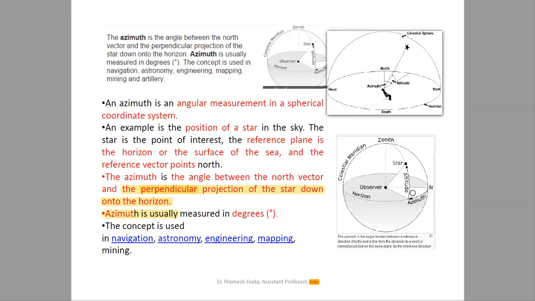Here you can view this angle. This one is azimuth, that is, from north to its vertical projection, and this angle, from here to here, is its altitude. This one is azimuth and this one is altitude. So keep this in mind.